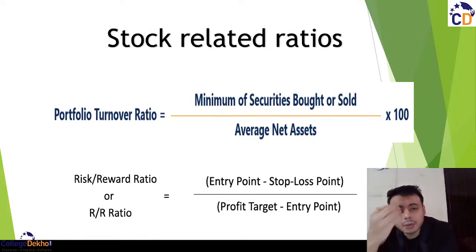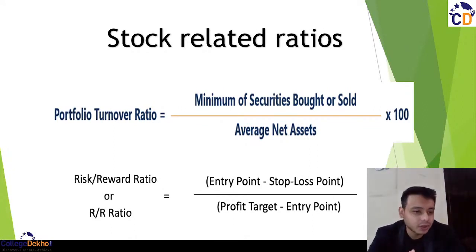But when you are talking about your portfolio, the portfolio is basically a strategy for diversification. Instead of investing in just one stock, you are diversifying into a large number of stocks. So the cumulative stocks is a portfolio. Okay. So what happens in the portfolio turnover ratio? The formula says the minimum securities bought or sold divided by the average net assets into 100.